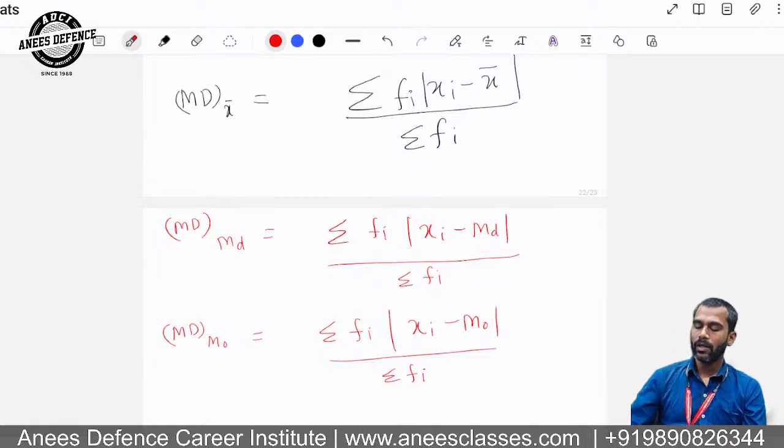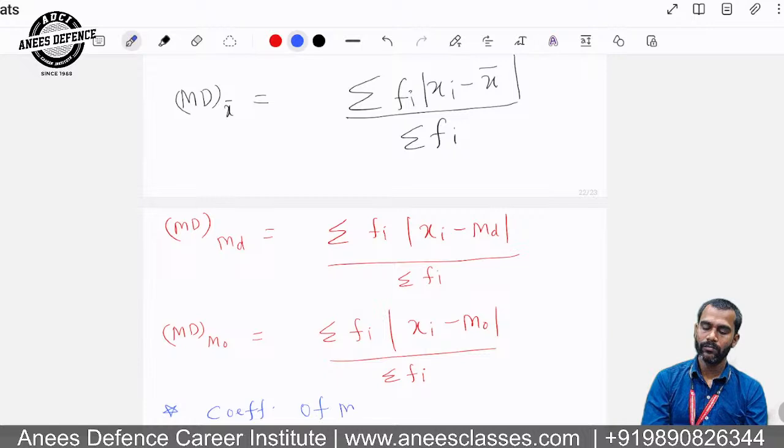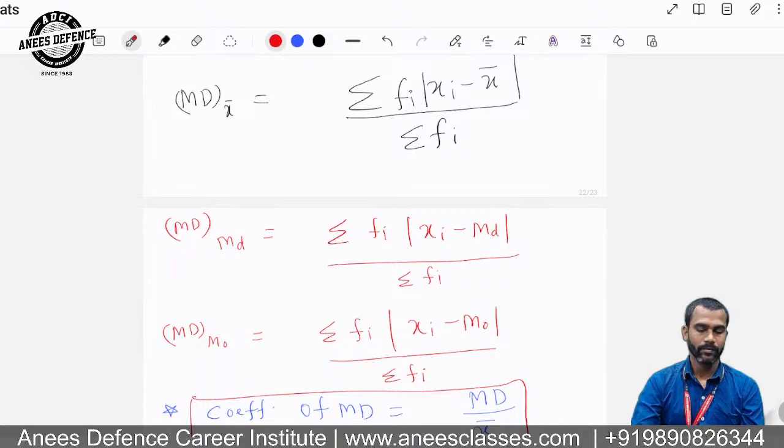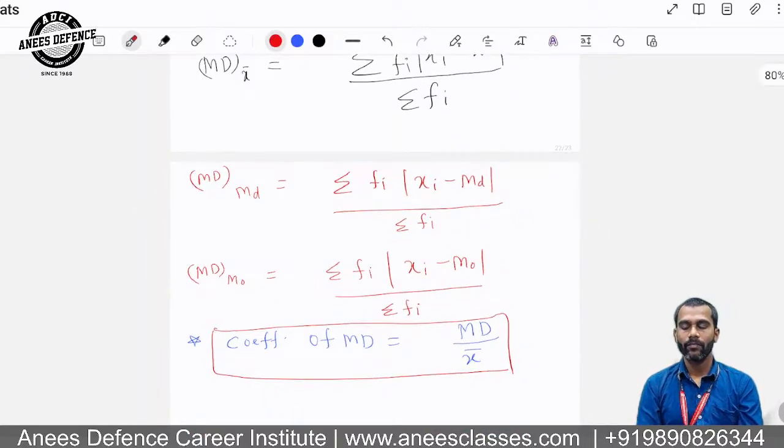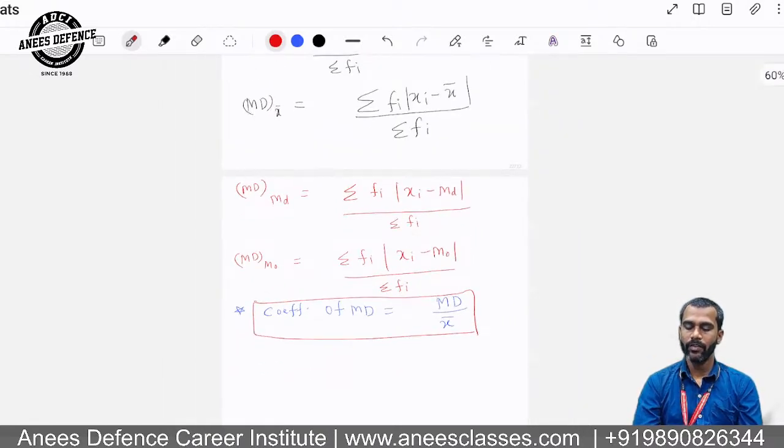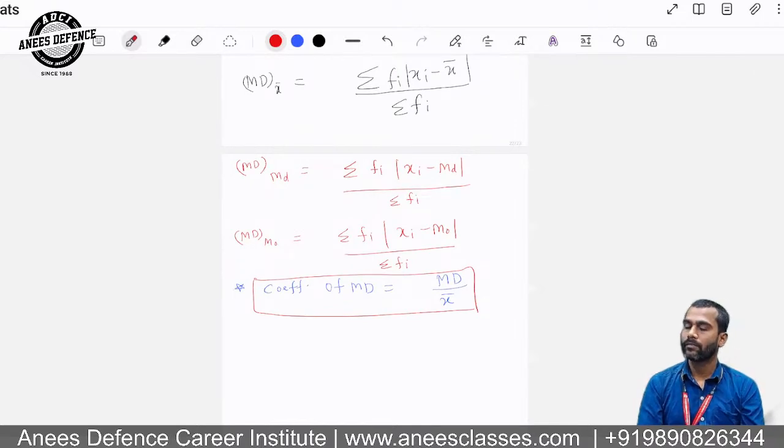We'll take some examples. Now let me tell you the formula for coefficient of mean deviation. That is very easy: mean deviation divided by x bar. Understood? Shall we take some examples for mean deviation and coefficient of mean deviation?